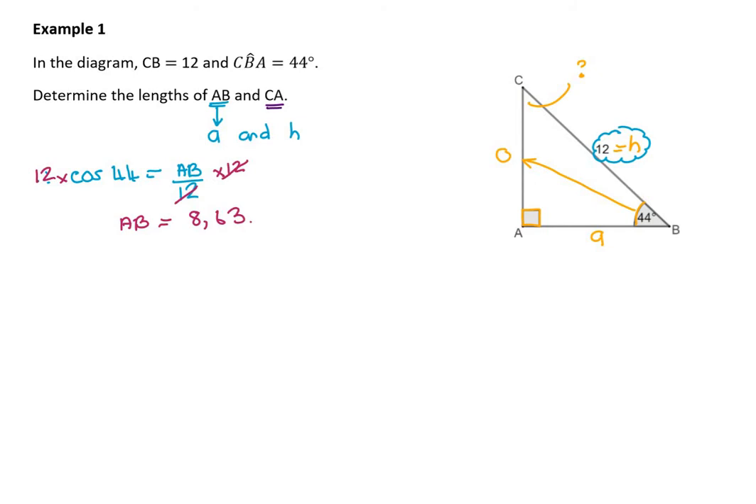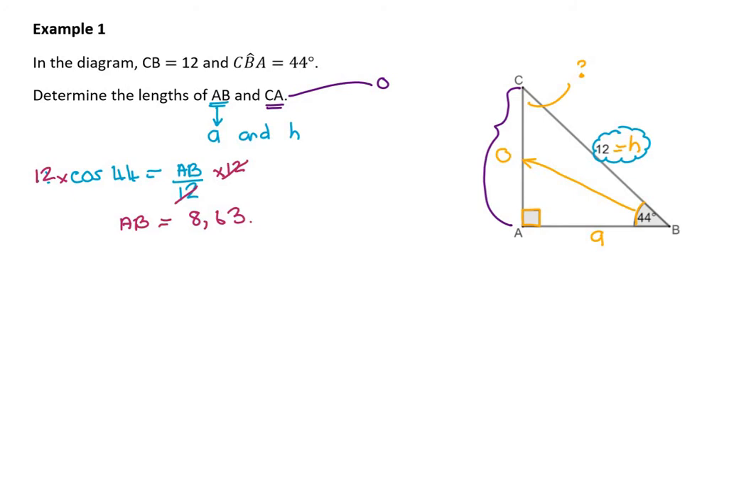Now I'm looking for CA. Now CA is this side here, which is the opposite. Now I actually have now figured out the adjacent. So I can use opposite over adjacent, which would be tan, or I could use opposite over hypotenuse, which would be sine, or I could use Pythagoras' theorem.